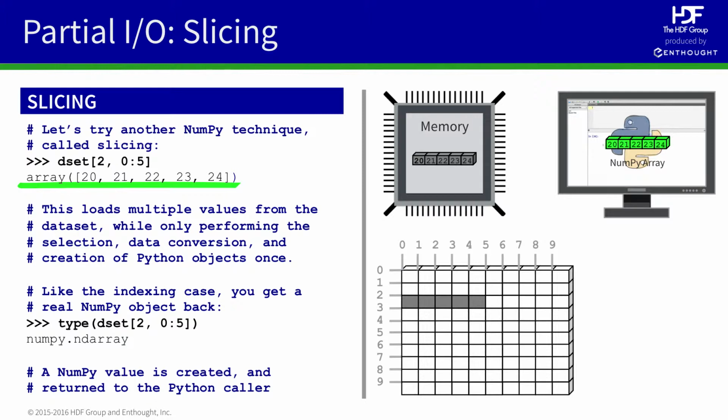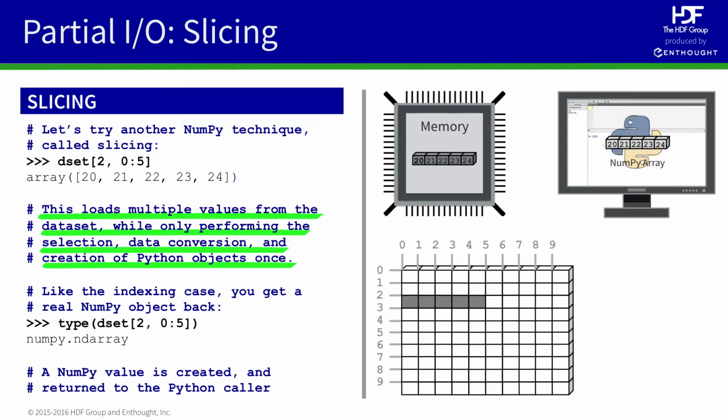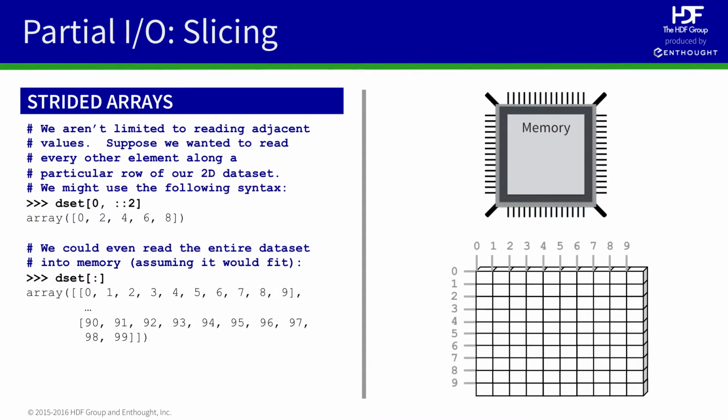Importantly, the object we get back at the end of this process is a real NumPy array. Crucially, HDF5 only needs to perform the steps of locating the data in the file and performing the type conversion once for this entire set of data, instead of again and again and again in the case of indexing one element at a time. Of course, we're not limited to reading just contiguous blocks of data all at once.